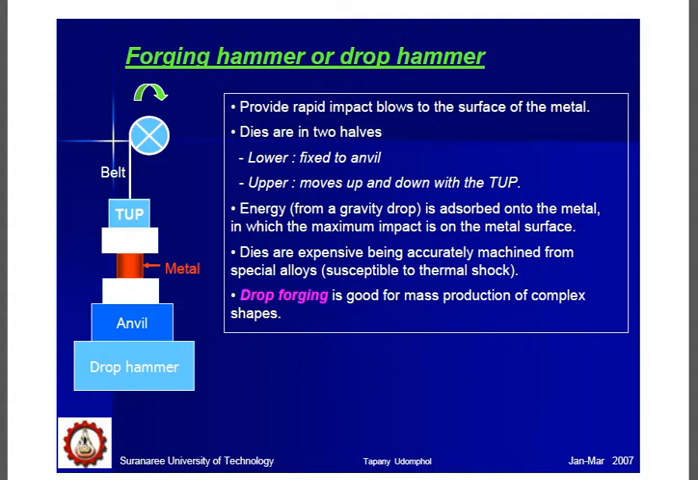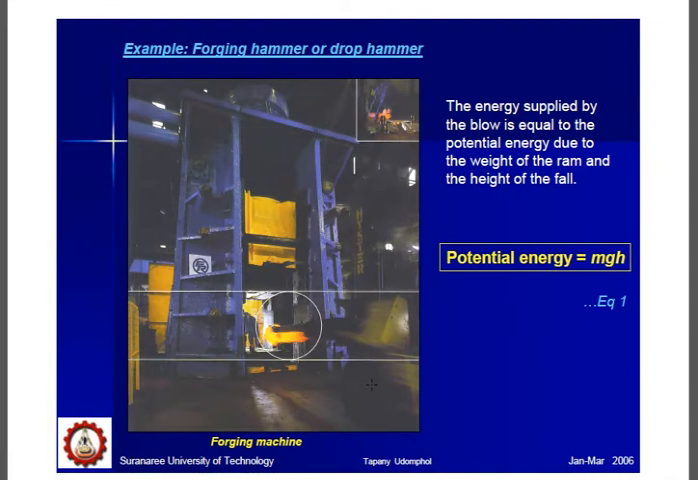Dies are expensive and must be made accurately. Machined from special alloy, drop forging is good for mass production of complex shapes. Okay, example of forging or of drop hammer.